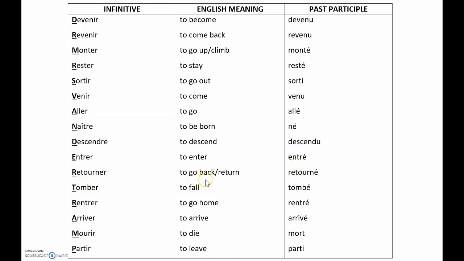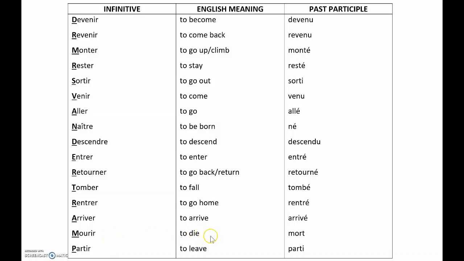Retourner means to go back or to return, becomes retourné as a past participle. Tomber means to fall, tombé as a past participle. Rentrer means to go home, specifically to go home, and it becomes rentré as a past participle. Arriver means to arrive, and as a past participle, arrivé.